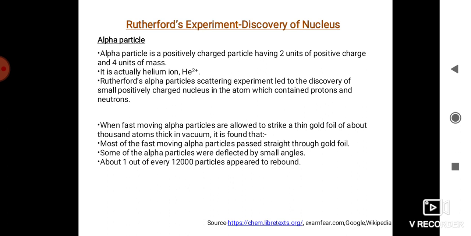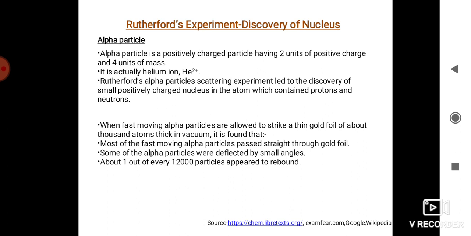As we know, the atomic number of helium is 2 and the atomic mass of helium is 4 unit. So when helium loses 2 electrons, the He 2+ ion is formed. In the same way, an alpha particle has the same configuration.